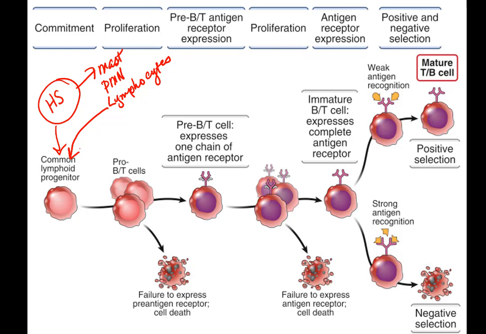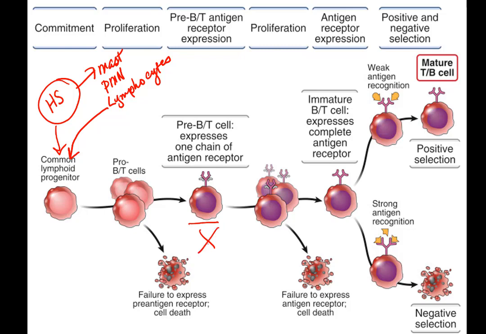We have essentially two chances because you have two chromosomes. So if the first rearrangement doesn't work, they'll rearrange the second one. If the first rearrangement works, we call it allelic exclusion because we only want one heavy chain or one beta chain expressed. Because remember, every B cell and every T cell only makes one receptor. So if it can't do this, it dies, okay?